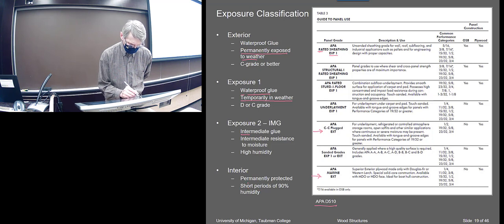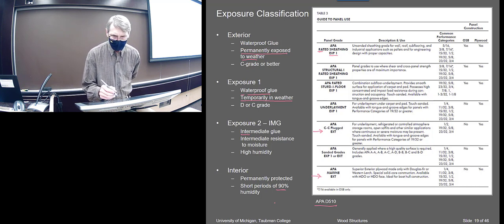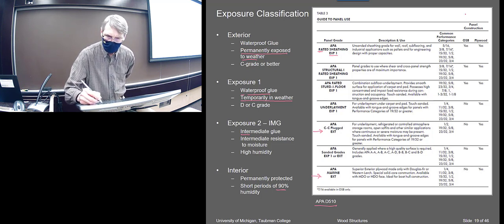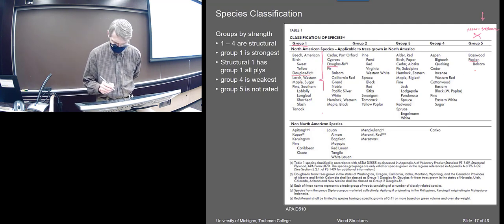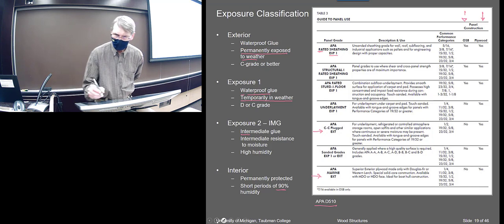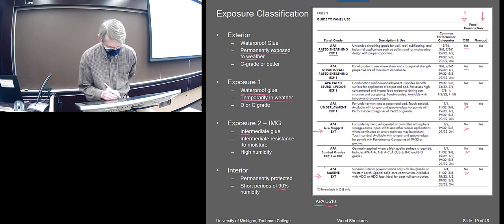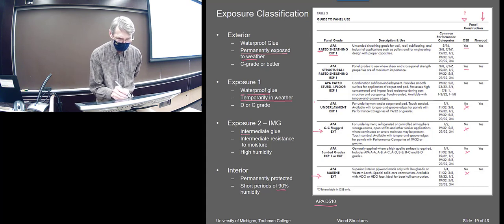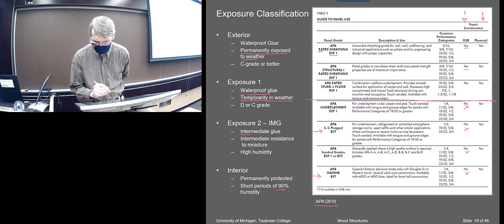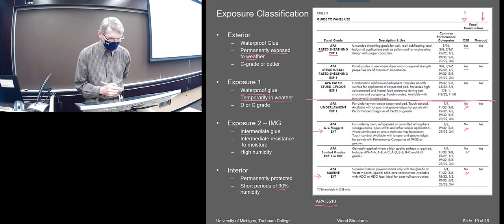Interior, it's going to be permanently protected, short periods of 90% humidity. Okay, so yeah, and you can read whether they're allowed for OSB or only in plywood. Whoops. How'd I get some jumps? Okay, so here, these are the ones that are OSB, but some of them not, right? Are not available in OSB. So I guess these are the better grades, the more waterproof grades at the bottom. Seems to be divided like that. And right, and of course plywood's available for all of them.